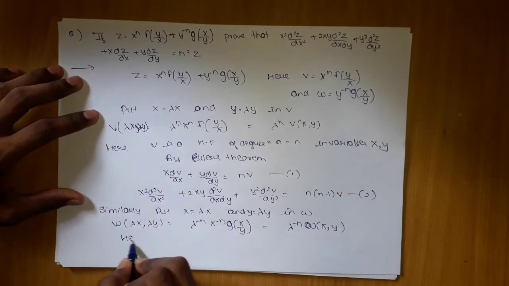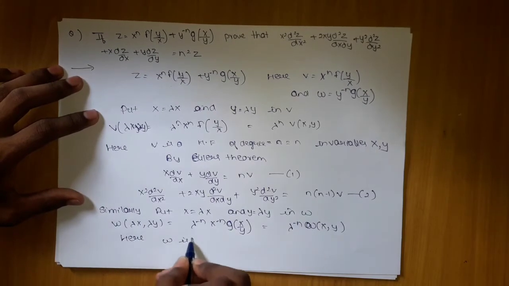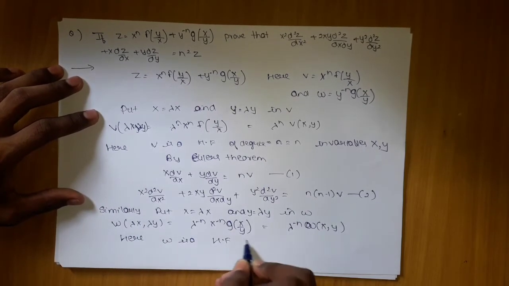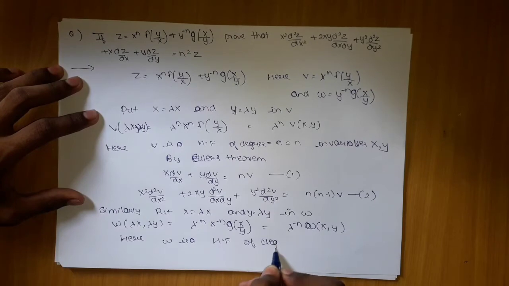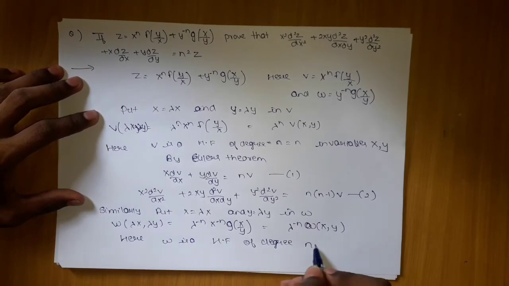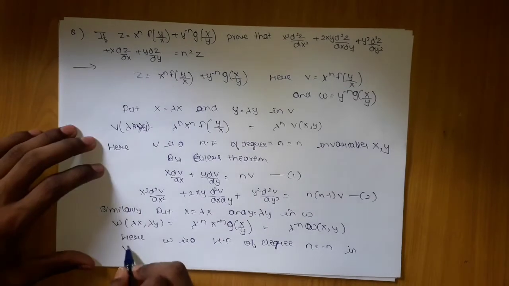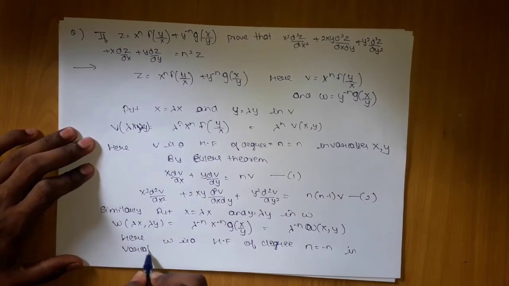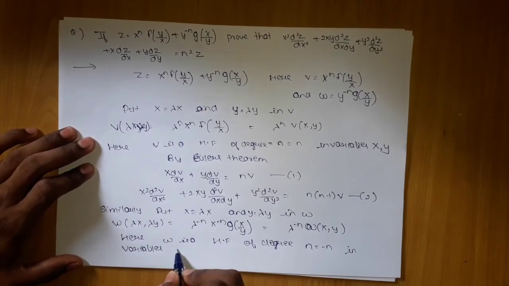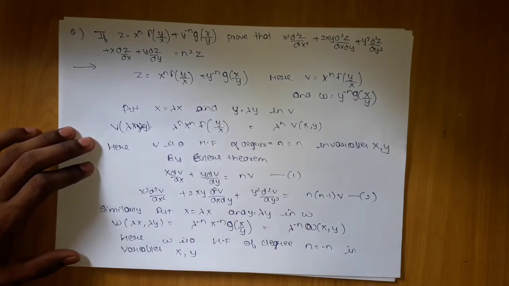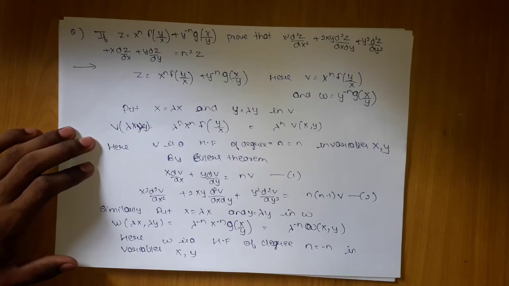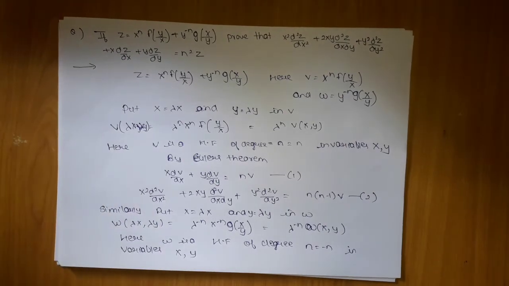So here I will write w is a homogeneous function of degree, what is the degree? Degree is nothing but n equals minus n, in variables, in what variables? In variables x comma y. Okay, in variables x comma y. So we are done with this part.